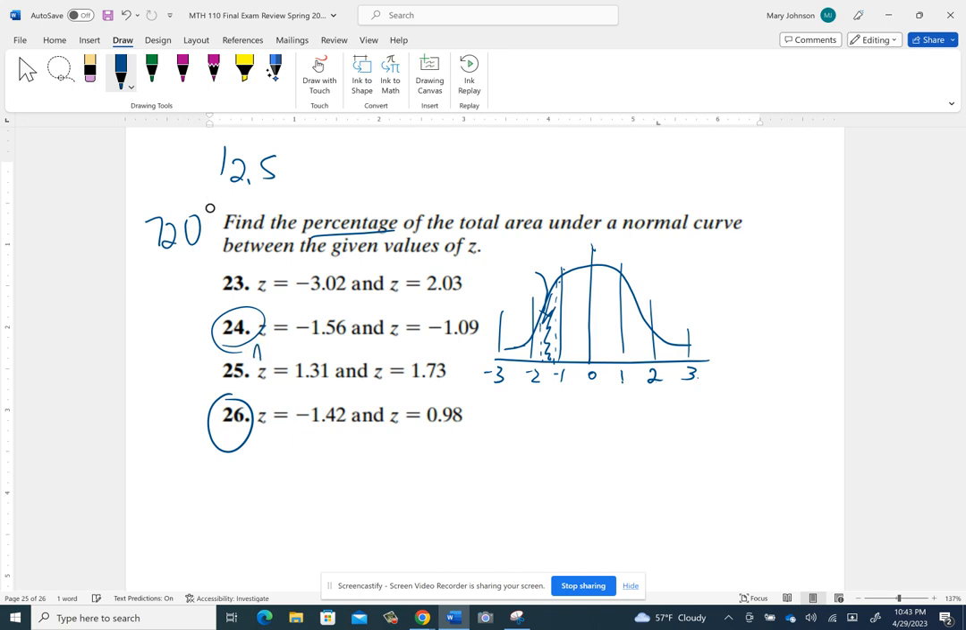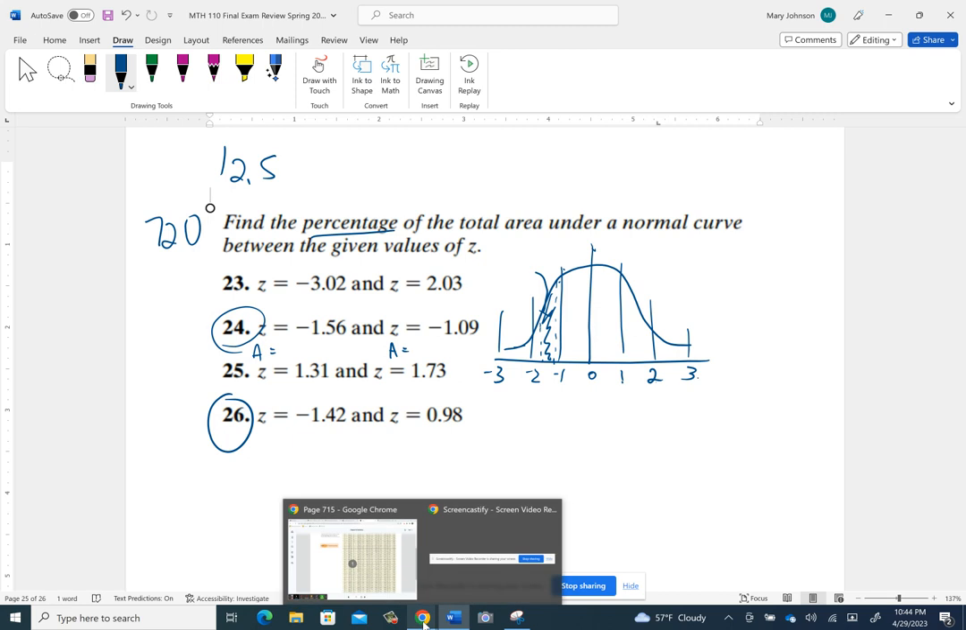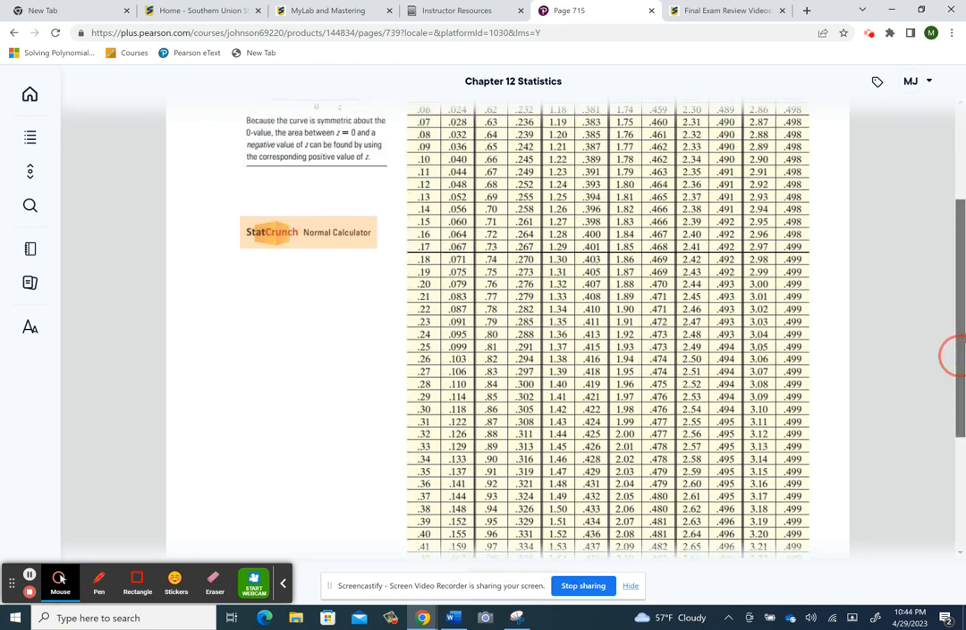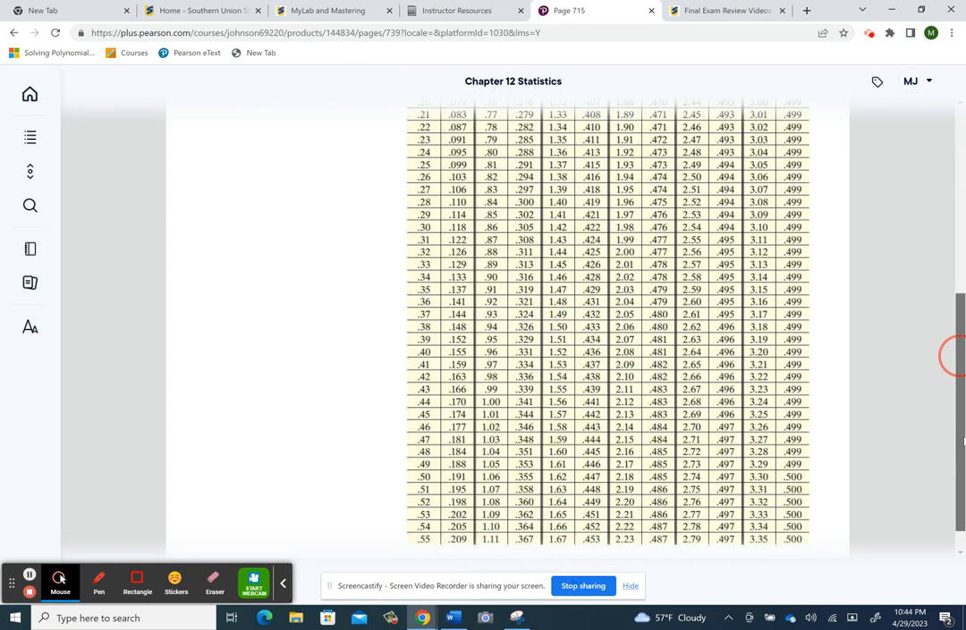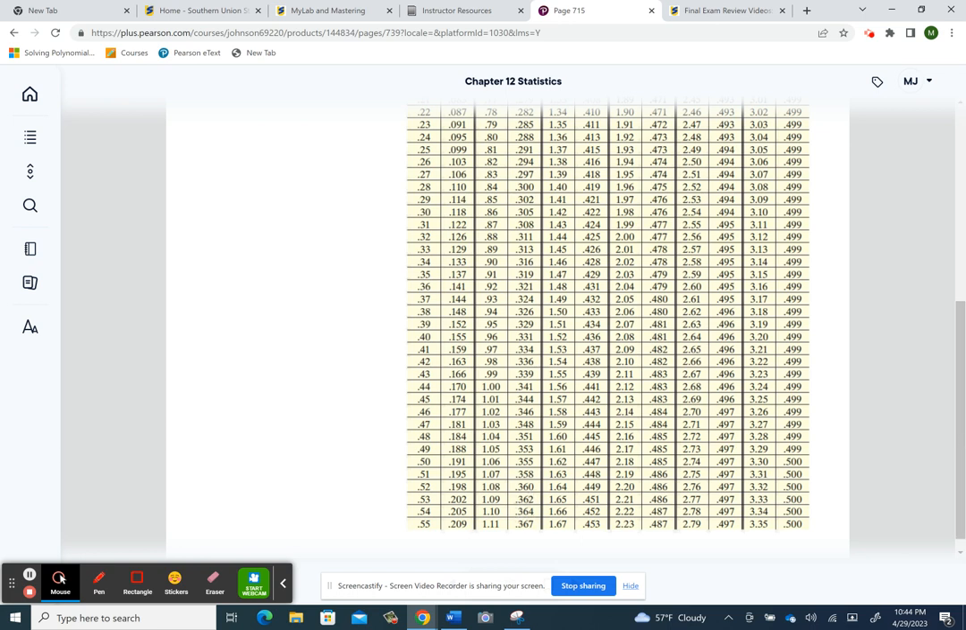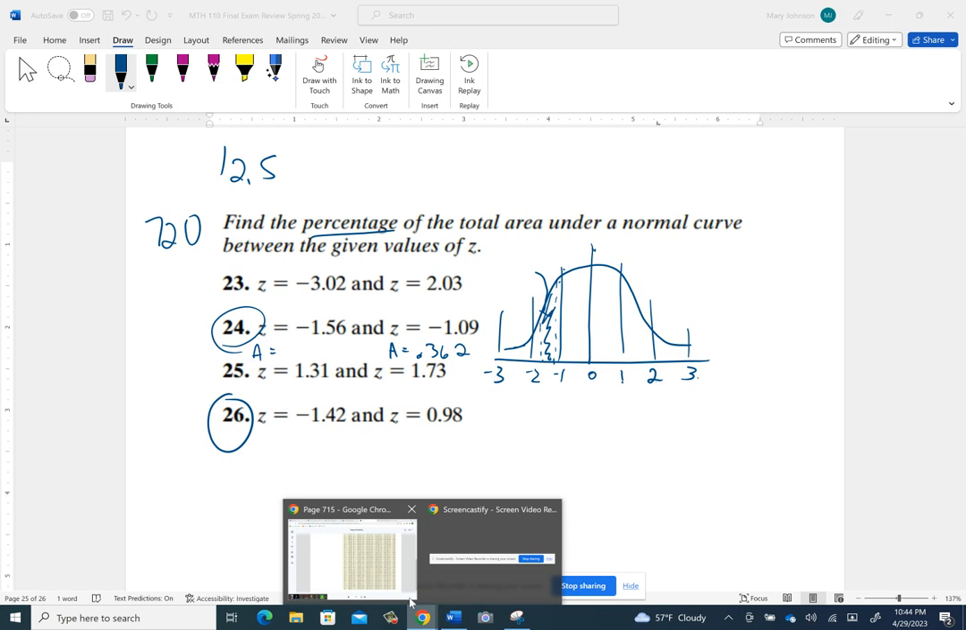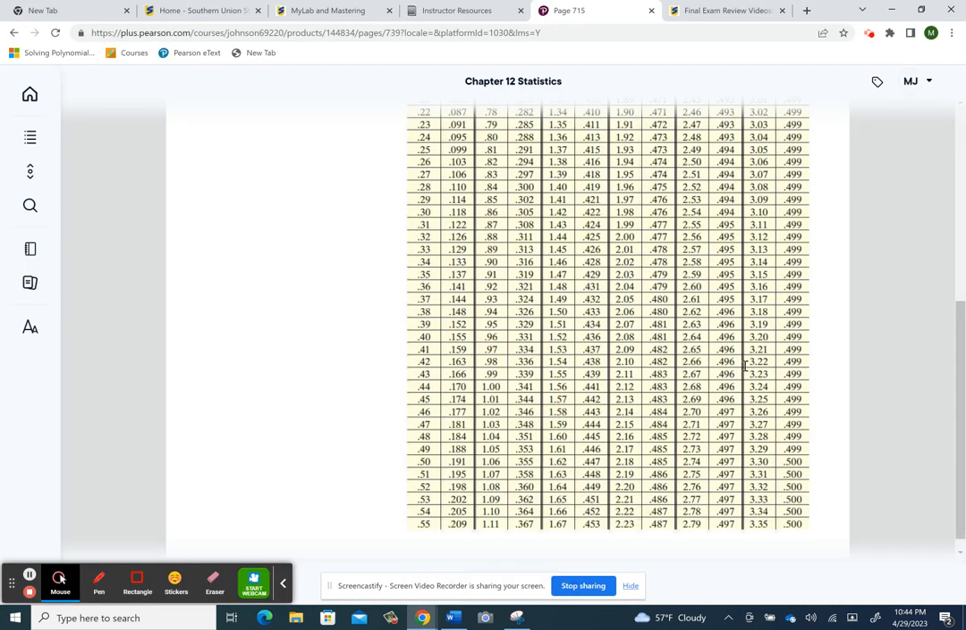So what you're going to do is go to your z-score table to get the a value for each of those. We don't have negative values in the table, but that's okay because of the symmetry of the normal curve. So we're going to go look at 1.09 and get the a value associated with that. 1.09, that would be 0.362. Let me write that down. That would be 0.362. And negative 1.56. We don't have negatives. We just go to 1.56 and we get 0.441.